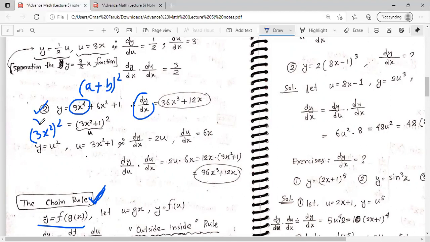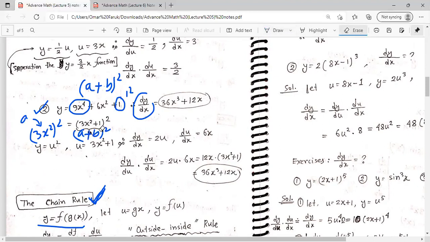So this 3x squared is our a, and this one we can write this way, 1 squared. So 1 is our b. That means (3x squared plus 1) whole square. So it is (a plus b) whole square, okay?